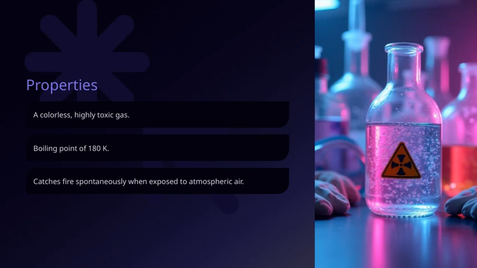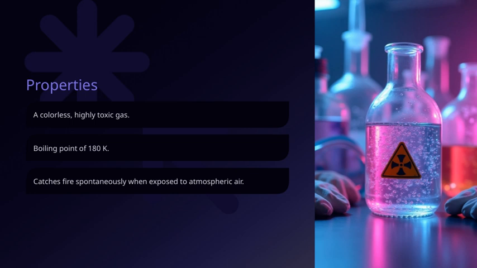Let's take a closer look at some of the key properties of this substance. First, it's quite remarkable that it can catch fire spontaneously when exposed to atmospheric air. This means that it's highly reactive and requires careful handling to prevent accidents. Its boiling point is around 180 Kelvin, which is extremely cold, well below freezing, so it's definitely a cryogenic liquid or gas under normal conditions.